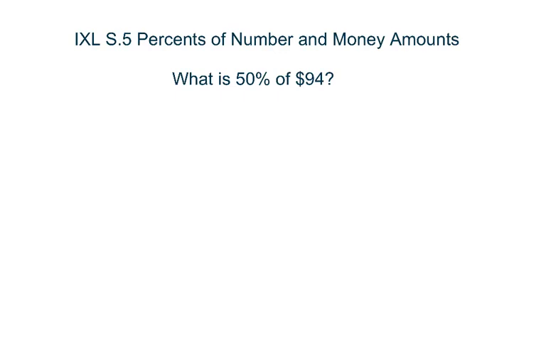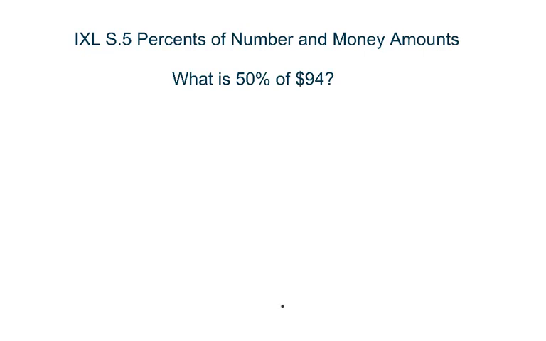Hey guys, let's take a look at IXL S.5, percents of number and money amounts. And so if you recall, my best method is by using tape diagrams or bar models for this one. So let's say we're going to find 50% of $94.